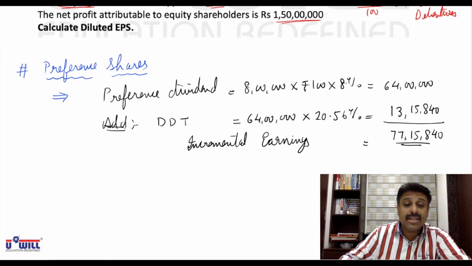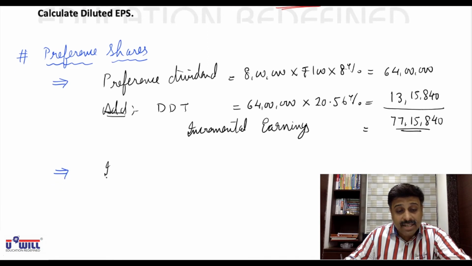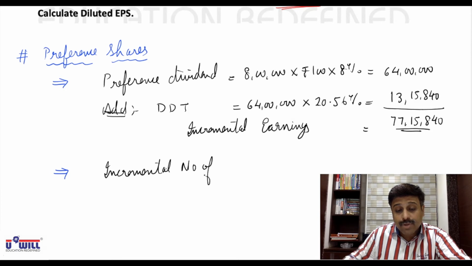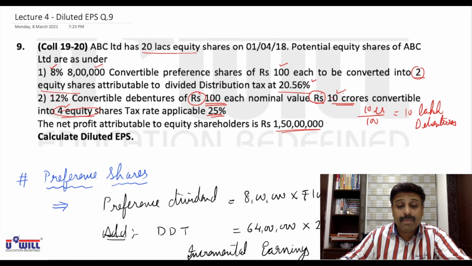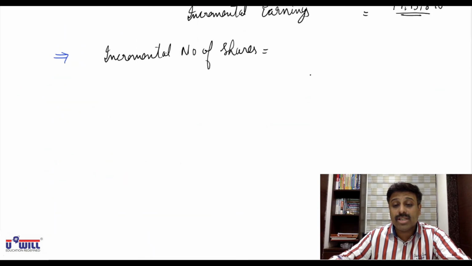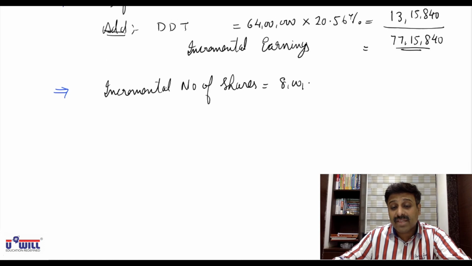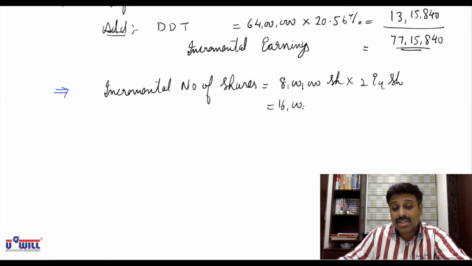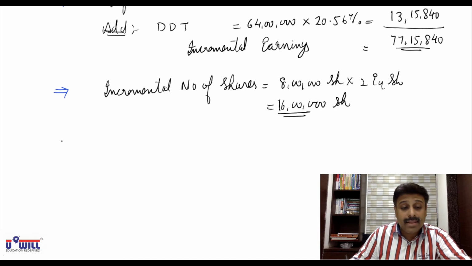And what did I tell you is incremental number of shares? Simply potential equity shares. Incremental number of shares would be simply equal to, see, 8 lakh preference shares are getting converted into 2 equity shares each. So 8 lakh preference shares getting converted into 2 equity shares means the potential equity shares would be 16 lakh shares. So that itself is incremental number of shares. And then you can therefore calculate the incremental EPS.